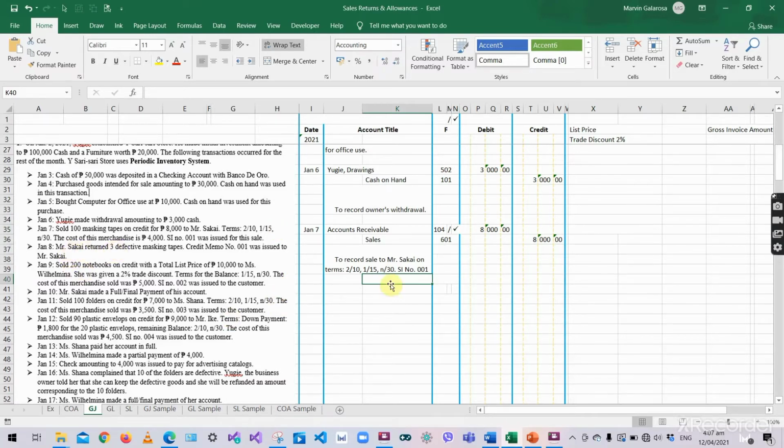January 8. Mr. Sakay returned 3 defective masking tapes. Credit memo number 001 was issued to Mr. Sakay. 3 defective masking tapes. Balik tayo sa January 7. Di ba ang binenta sa kanya is 100 na masking tape for 8,000. Kung 8,000 yung total price nun, tapos 100 na units.